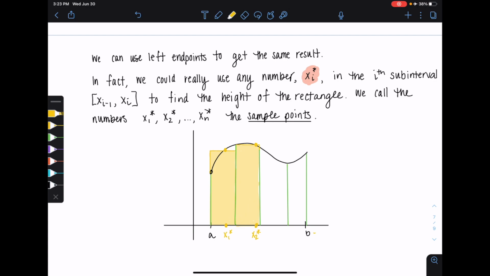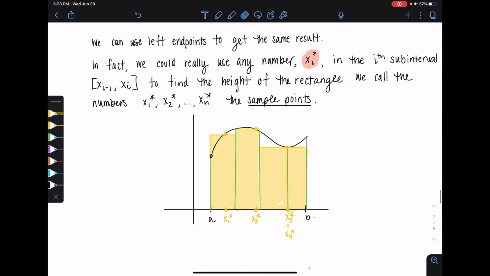I can pick an endpoint itself. So I can pick the right endpoint on the third strip to get that approximation. And that's okay. It is a sample. And then finally, I could pick that same endpoint to get my height over here. So I can make x3 and x4 star exactly the same. Because when you have an infinite number of rectangles, it doesn't matter what you pick from inside there because you're going to have such smaller and smaller and smaller strips.